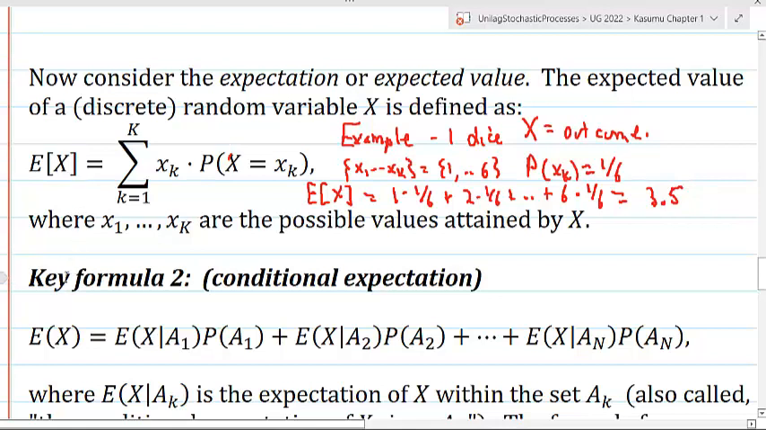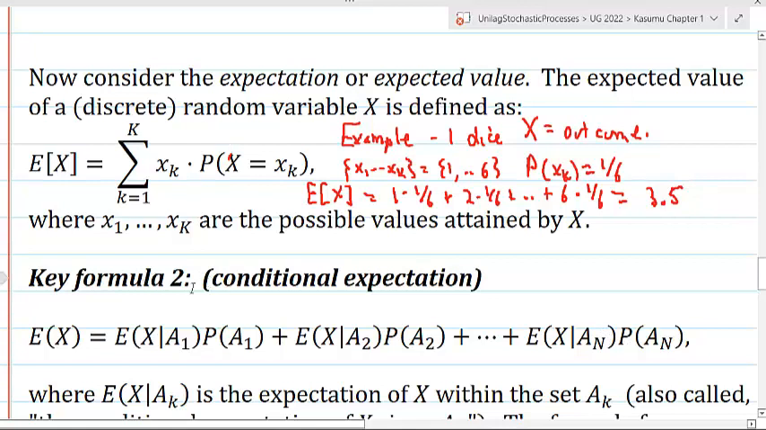Now given these definitions, we have key formula 2, which is the formula for conditional expectation. The expected value for a variable X is equal to the conditional expectation of X given event A1 times the probability of A1 plus the conditional expectation of X given event A2 times the probability of A2 plus, and so on, plus the conditional expectation of X given the event AN times the probability of AN.